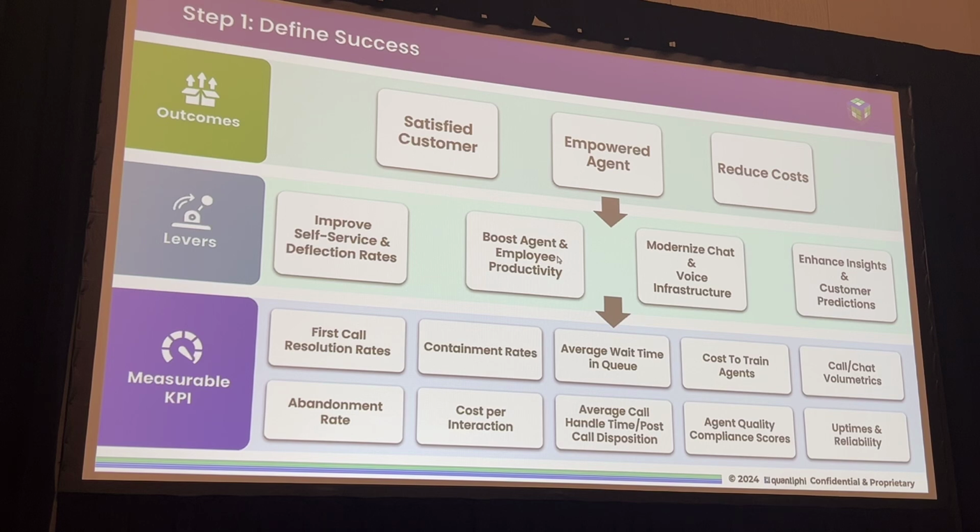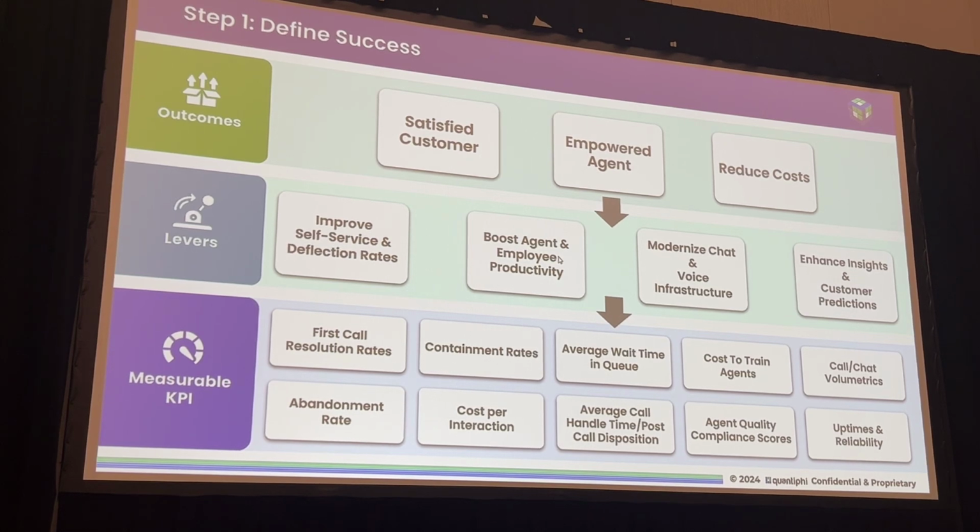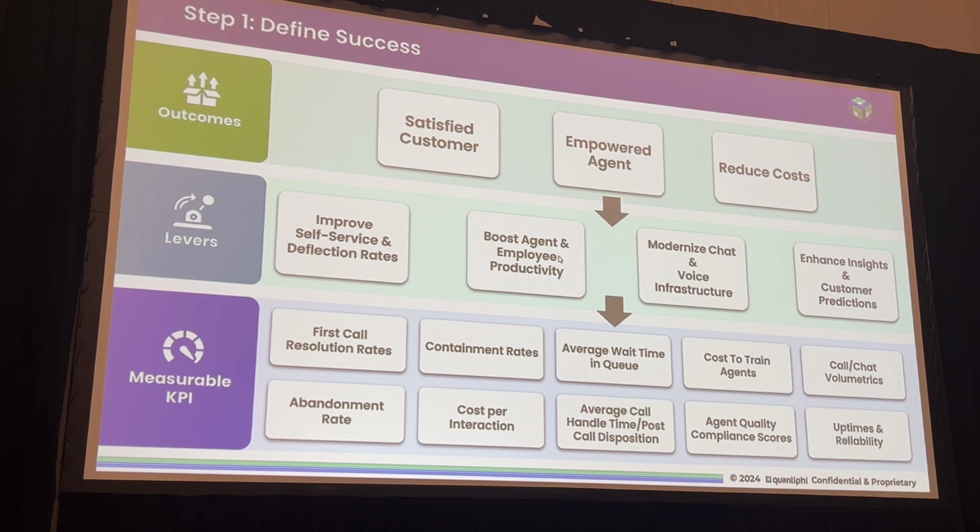modernize your contact center infrastructure. So something that Matt spoke about, how the CCI platform natively integrates and has these AI capabilities, while also giving you the ability to have a cloud-based contact center platform that scales with how your organization scales. And then finally, having the right kind of insights and how you can predict customer behavior. So these are some of the broad levers.